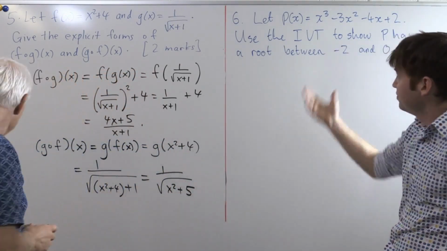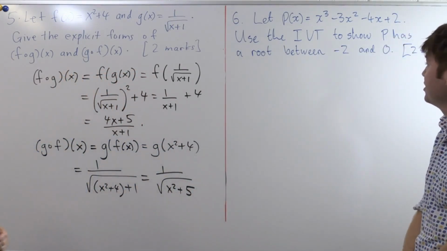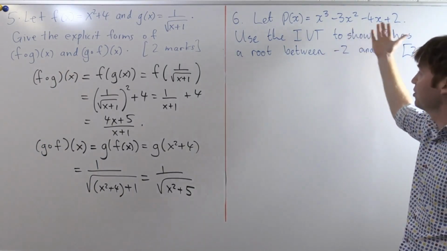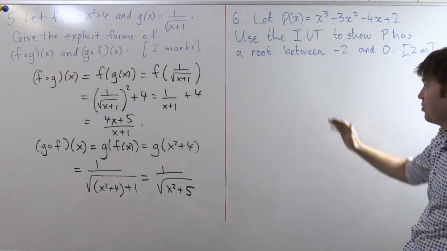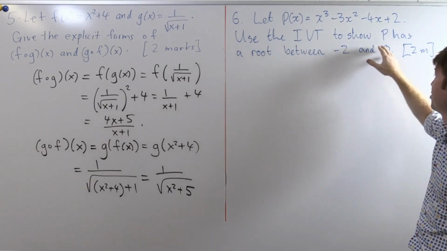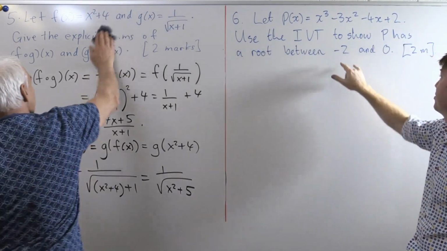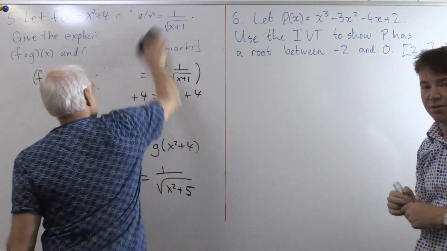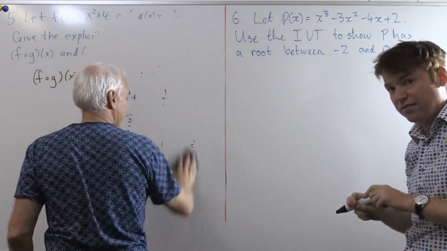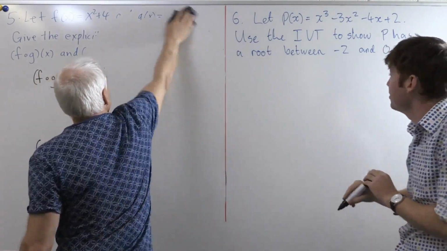Good. So I have a question about the intermediate value theorem. So we're given some polynomial, and we're told straight up to use the intermediate value theorem to show that this polynomial has a root somewhere between -2 and 0. The first thing I'm going to do is find out what p of -2 is and p of 0.